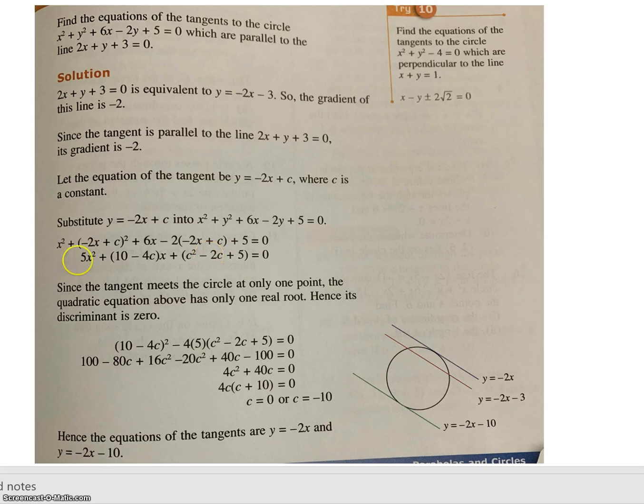Because this equation, we can't really solve it. In fact, there are two unknowns. We can't solve this normally. But since it is a tangent, we know that this equation is supposed to have how many answers? Only one. And that is why b squared minus 4ac has to be equal to 0. So actually this is the key point. Once you are able to spot this, your equation is reduced to having only c as the unknown.